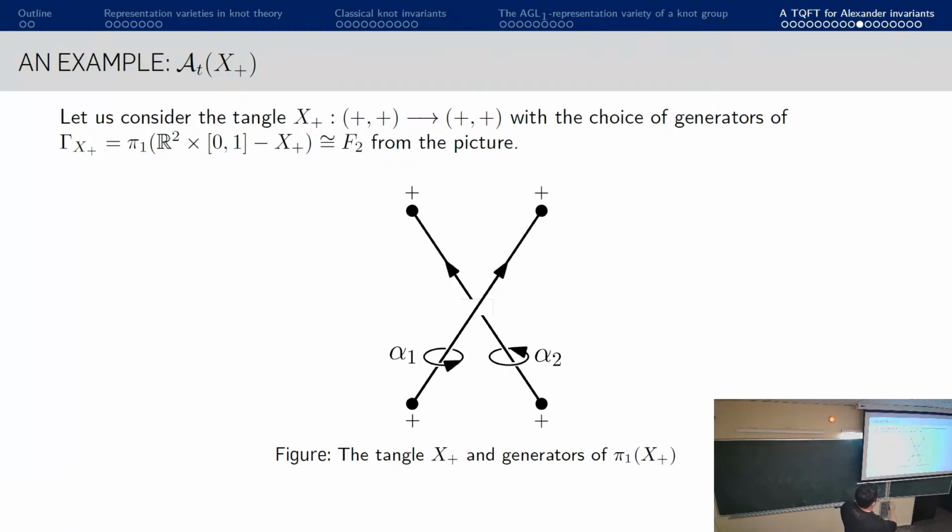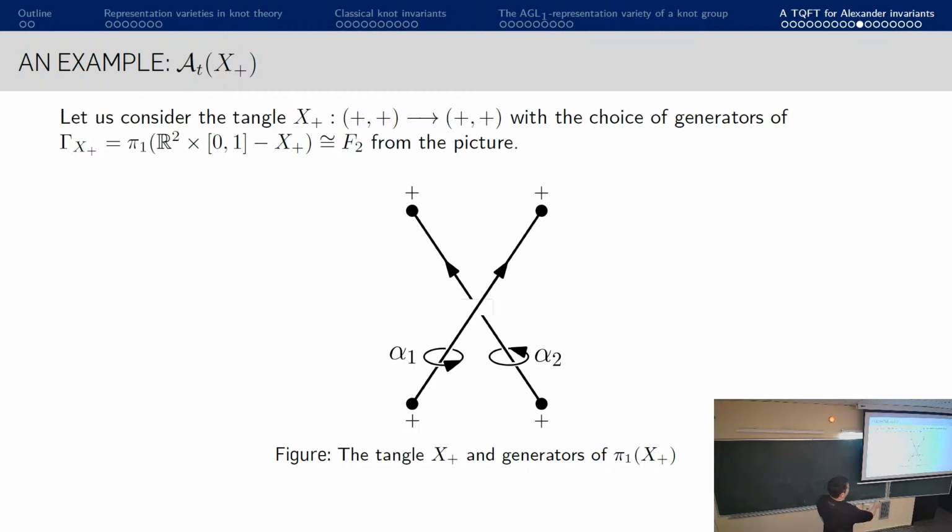Yeah, that's sitting inside a cylinder. So you've got here R2 minus 2 points. Up there you've got R2 minus those 2 points. Those are the fundamental groups I'm talking about. And the fundamental group of the tangle is that guy sitting inside the cylinder, the fundamental group of the component.